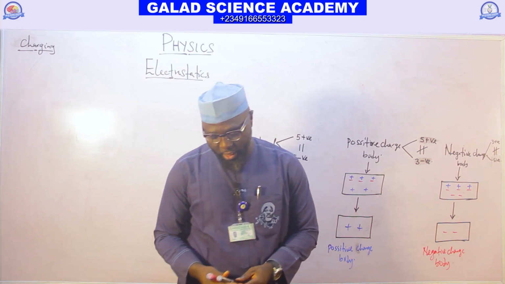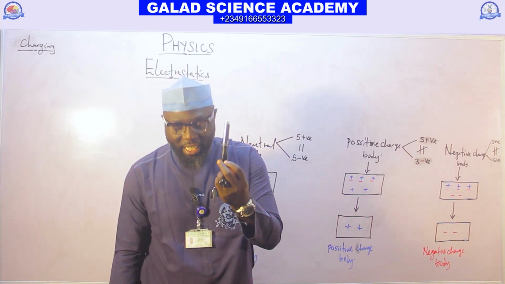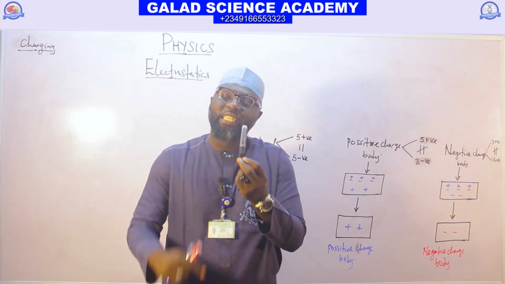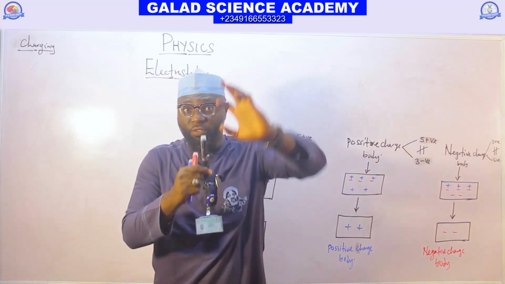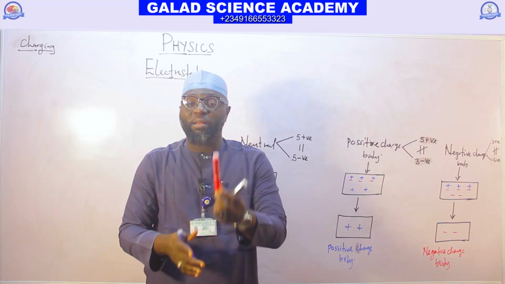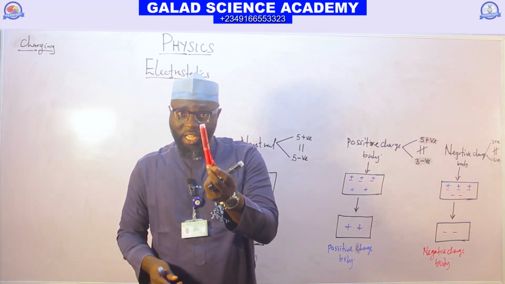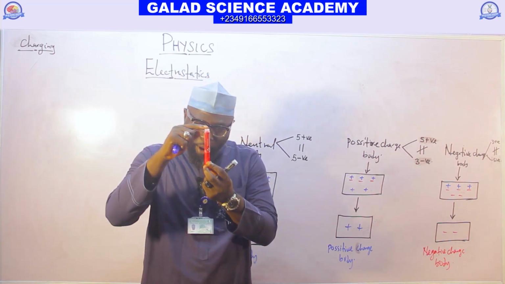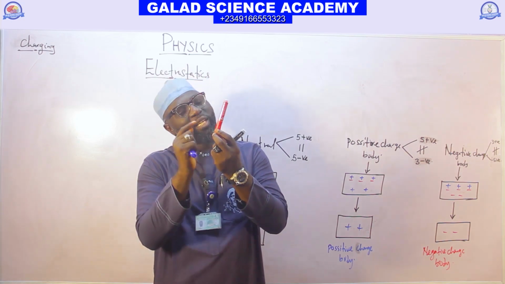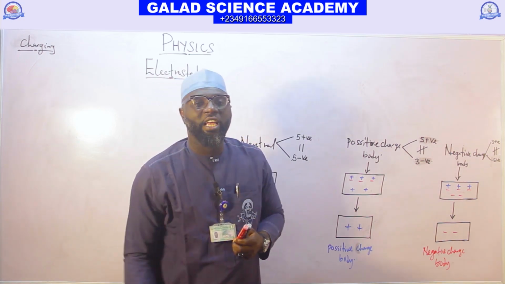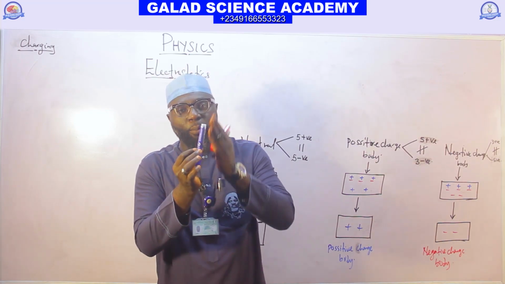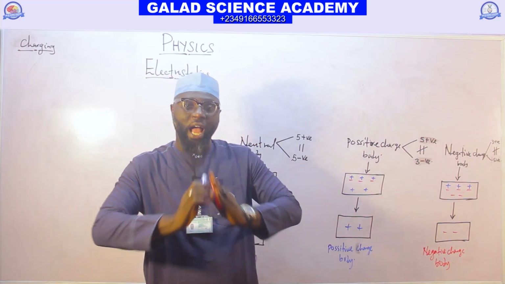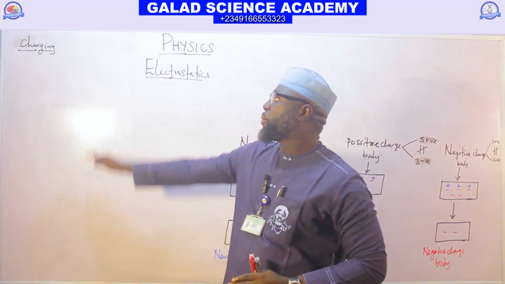So if this black marker is negatively charged, it simply tells you that the number of negative charges in this marker is more than positive charges. If this red marker is positively charged, it tells you that the number of positive charges here is more than negative charges. If this blue marker is neutral, it tells you that the number of positive and negative charges are equal. Good. But what is charging?